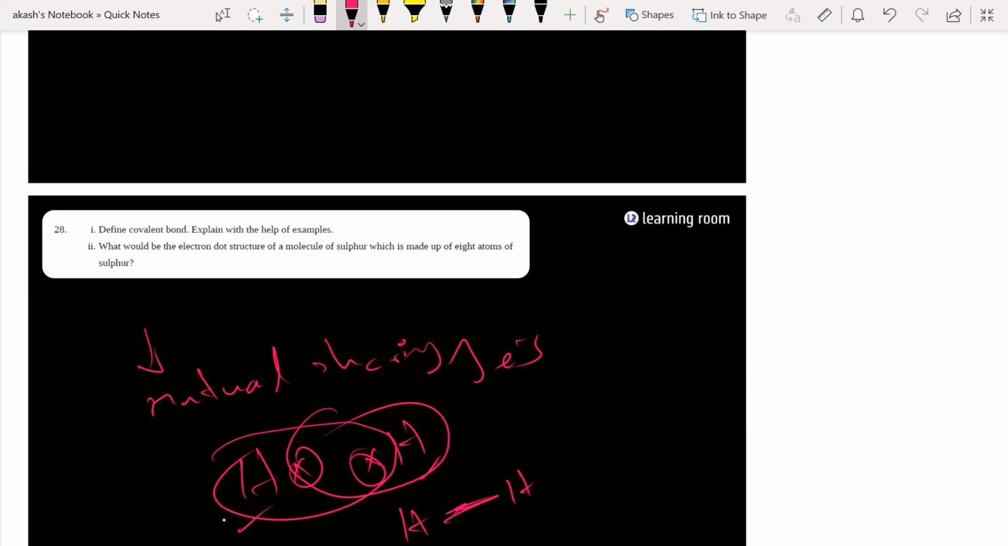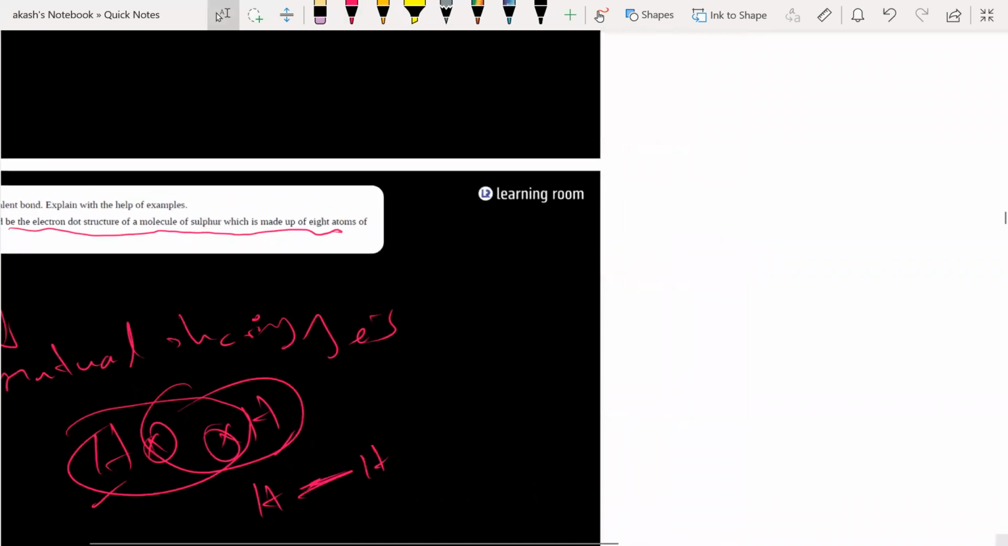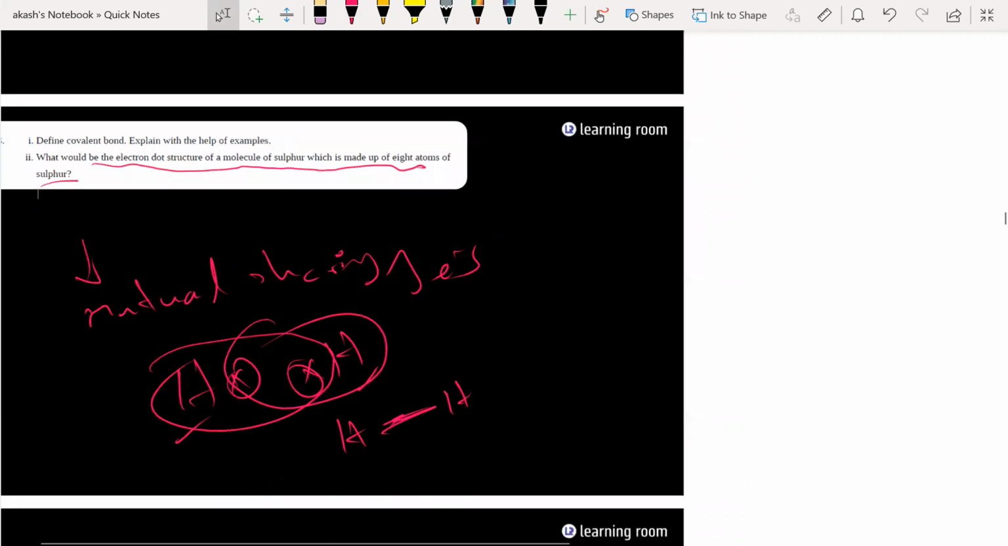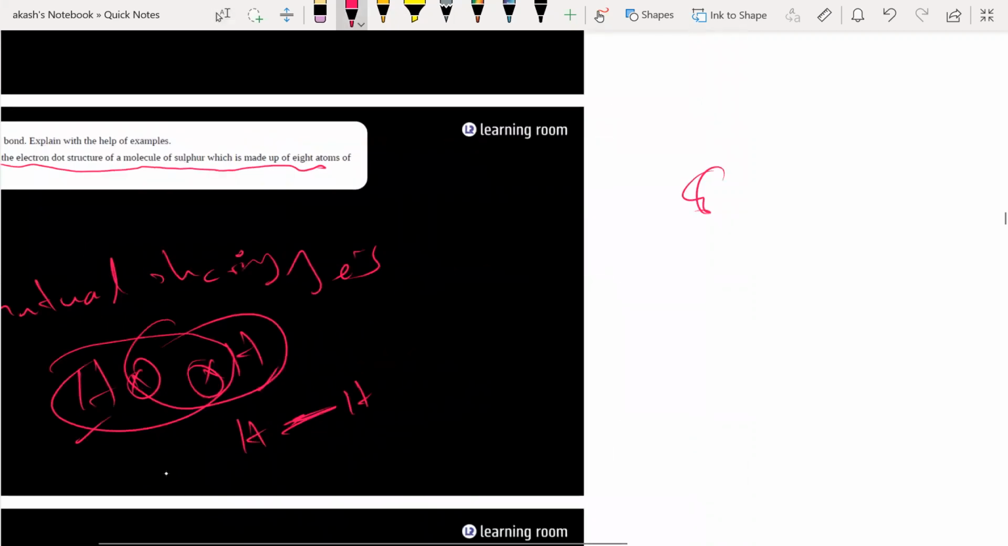Right? Okay. What would be the electron dot structure of a molecule with sulfur, which is made up of 8 atoms of sulfur? They want to know what is the electron dot structure, that is the Lewis dot structure, for sulfur made up of 8 atoms of sulfur. So basically, we have to draw this for S8. Okay. So now how can we do this? Now sulfur has 6 valence electrons. Please understand that. Okay. Sulfur has 6 valence electrons.